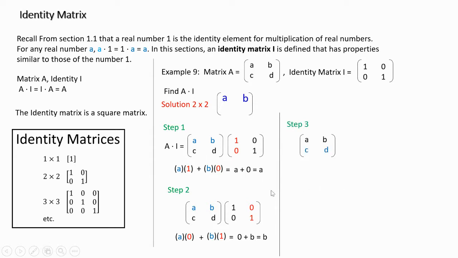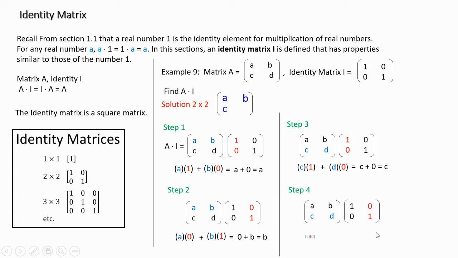Since we're done, there are no more columns to multiply by, then we go to the second row, which is C D. And we repeat the process, C times 1 and D times 0. So the answer will just be C. And step 4, now we're going to multiply the second column, which will give me C times 0 and D times 1, which will give me D.